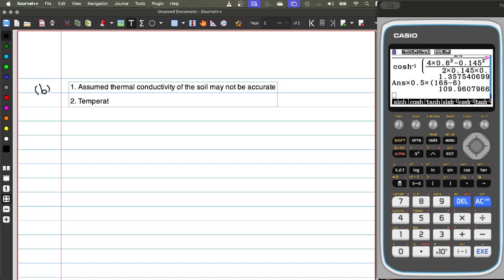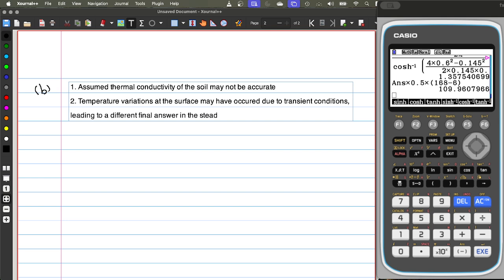Also the temperature variation at the surface may have occurred, due to what? Transient conditions, which is leading to a different final answer in the steady state assumption.